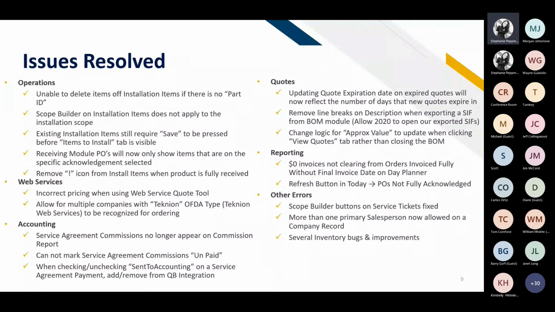Previous to this update, you couldn't add more than one primary salesperson. You can add more than one salesperson to a company record, but you couldn't check that little primary box for multiple salespeople. It caused issues in a couple different areas of the program. Now you can absolutely add more than one primary. So maybe it's a shared account for two different salespeople or however many.